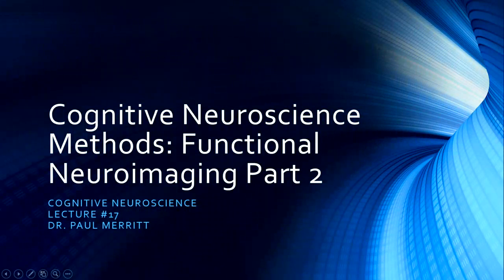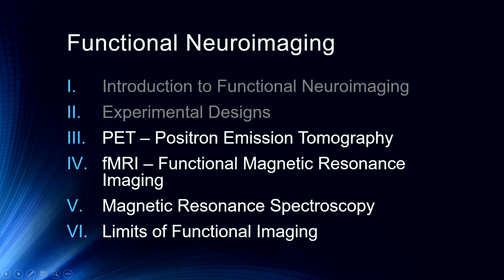Hello, and welcome to lecture number 17 in our cognitive neuroscience series, finishing up cognitive neuroscience methods, in particular finishing up functional neuroimaging. Be sure to watch part 1 prior to watching this particular video if you're not familiar with neuroimaging, because there's some important information in that first lecture, including an introduction to functional neuroimaging and experimental designs in this field, which is very important for understanding some of the terminology that I'm going to go through here today.